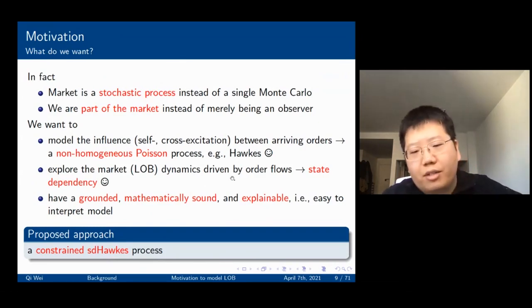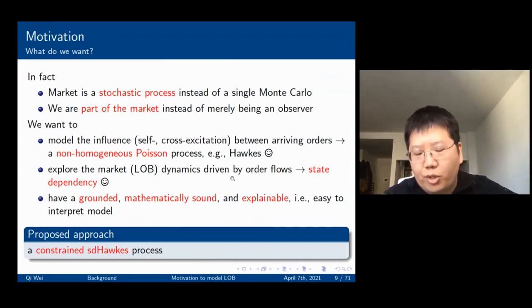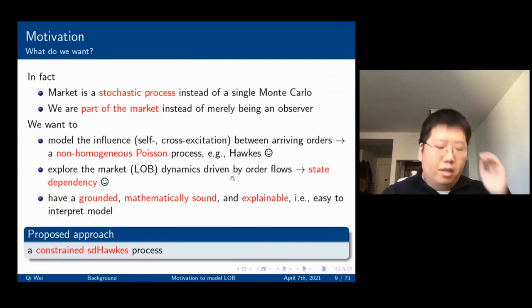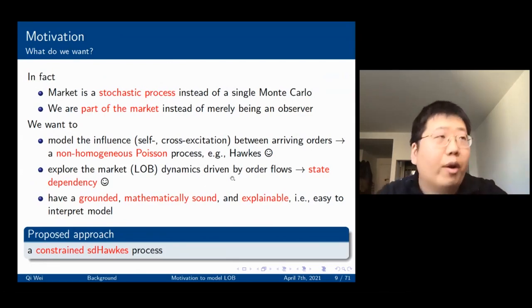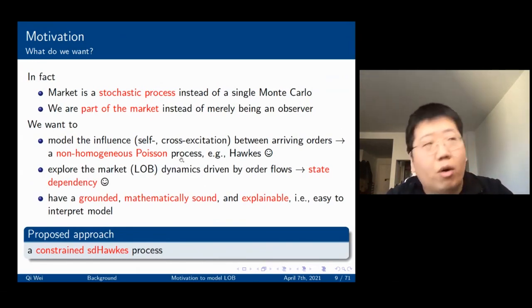So this basically tells us that each event, or each order arriving, is affected by the most recent history. What is happening now is affecting the future in quite an interactive, active way, right? So we really want to model this influence between the arriving orders.